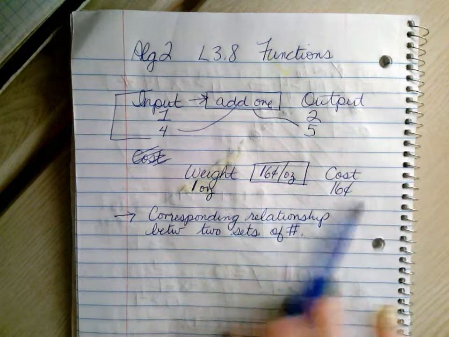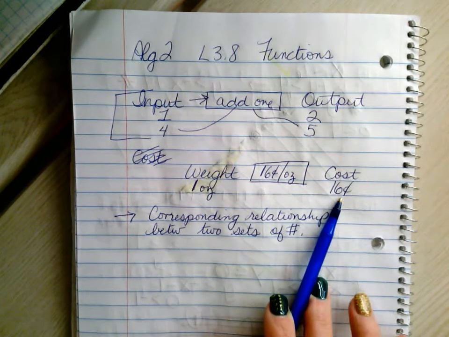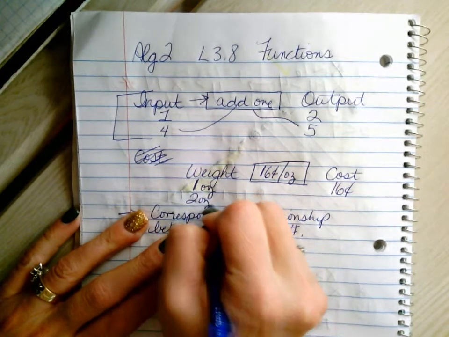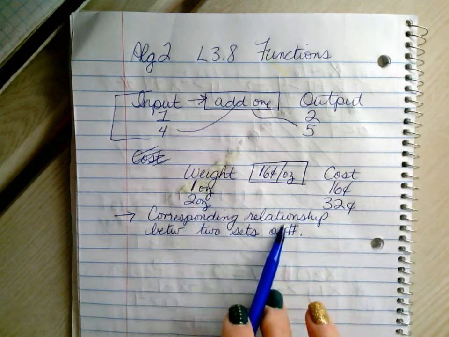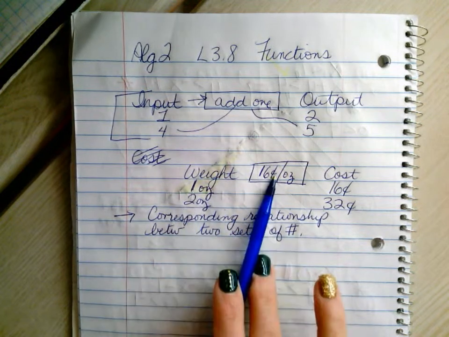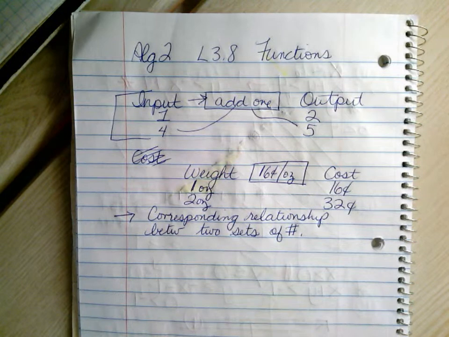Like right now, 1 ounce package is 16 cents. That's not enough data for you to be able to figure out what the rule was. But if I give you another example, you would probably be able to figure out that it's a relationship of weight times cost, and that'll give you the total cost. All right? So functions are corresponding relationships between two sets of numbers.